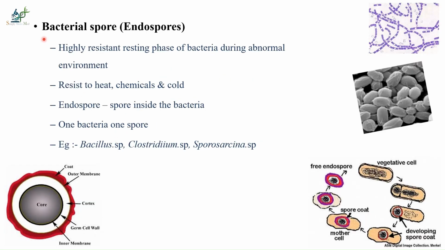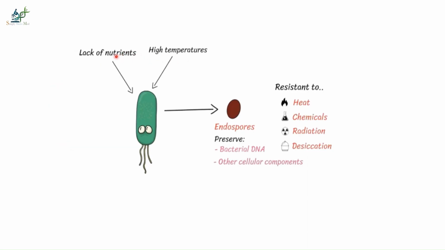Bacterial spore, endospore. It is a highly resistant resting phase of bacteria during abnormal environment. That means this is a resting phase of bacteria. When there is a lack of nutrients or high temperature, or if the bacteria is not getting proper nutrition for their growth, what will happen? The normal vegetative cell will be converted into an endospore. The bacteria will be converted into endospore.